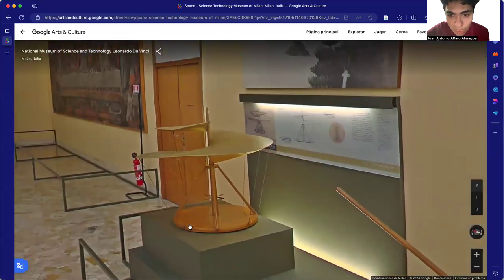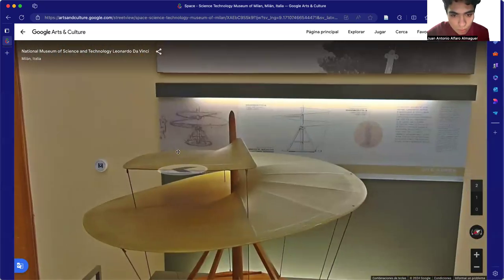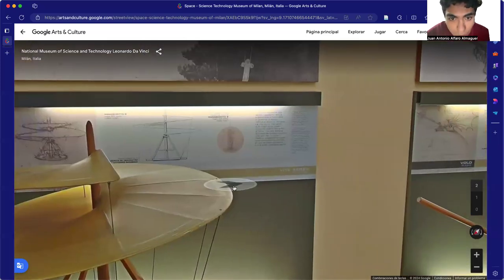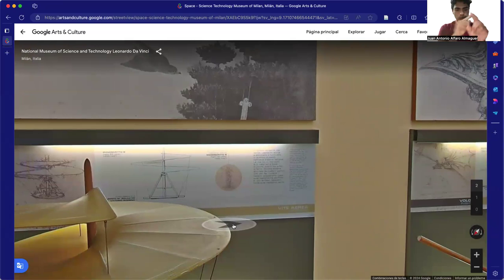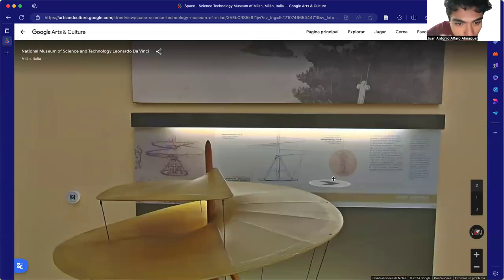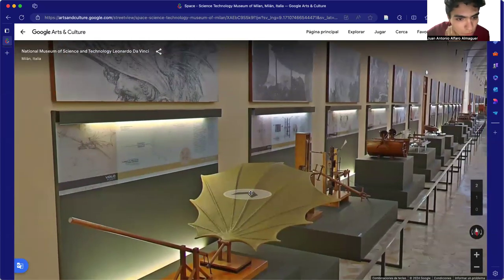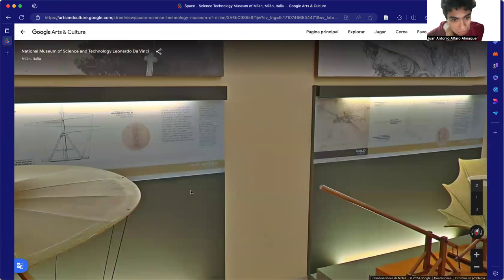Oh, a flying machine. Screws, like a... Oh, this is nice. I think most of these are just prototypes.